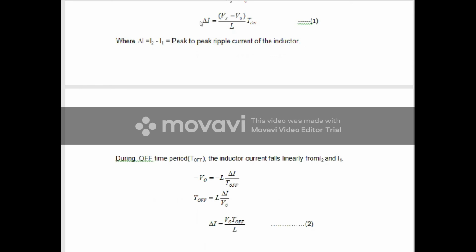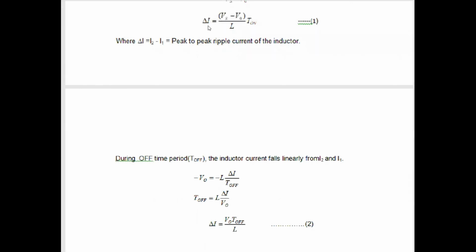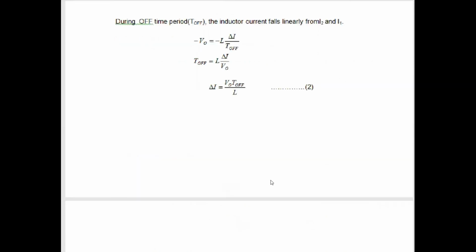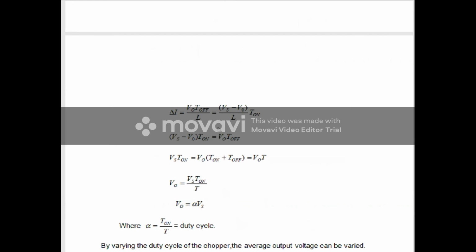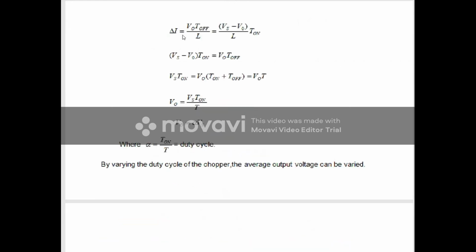அப்ப இந்த two equation என்னது left hand side same. அப்ப நம்ம என்ன பண்ணலாம்? இந்த two equation equate பண்ணலாமா? Okay, அப்ப you just equate the equation number 1 and 2. Okay, அப்ப if you are equating the equation number 1 and 2, you see del I equal to V0 T off by L, this one. Okay, அப்ப in both the term this L cancelled.